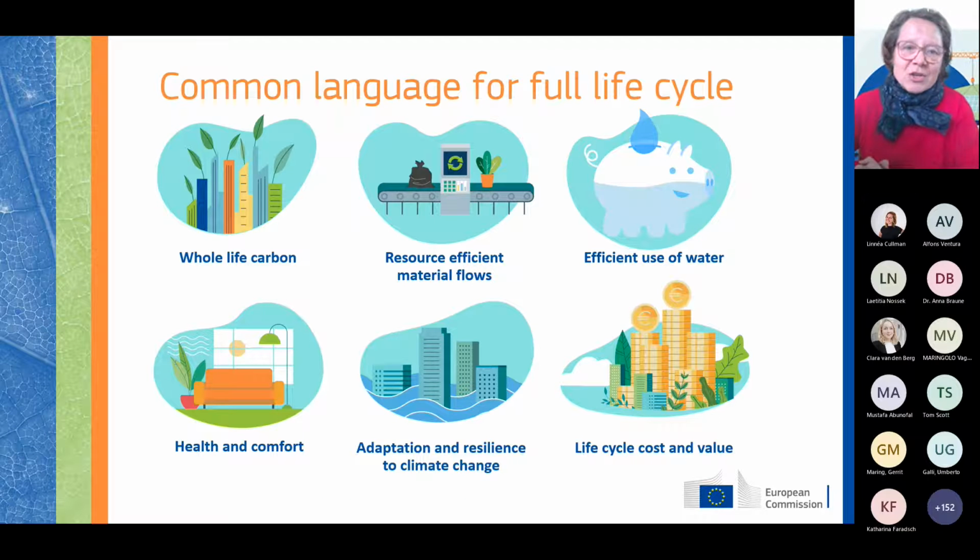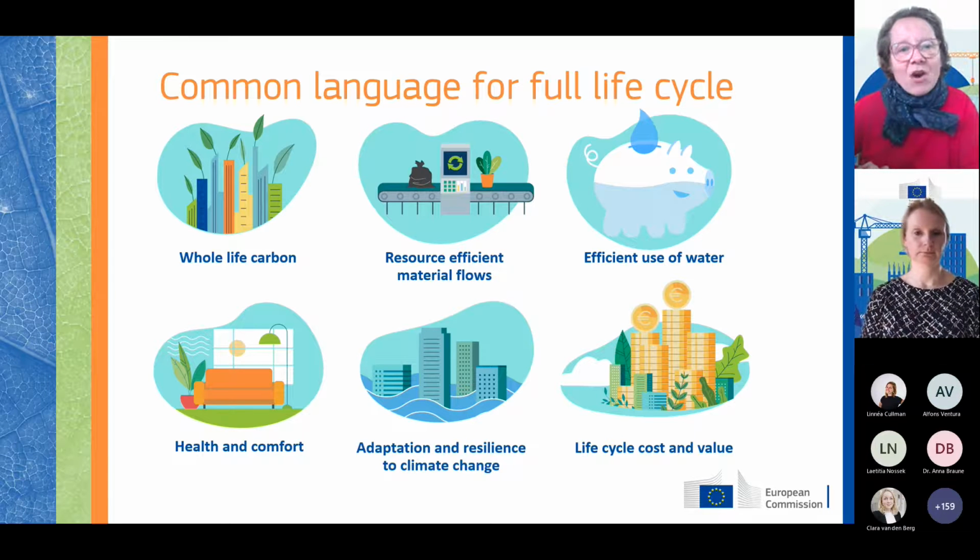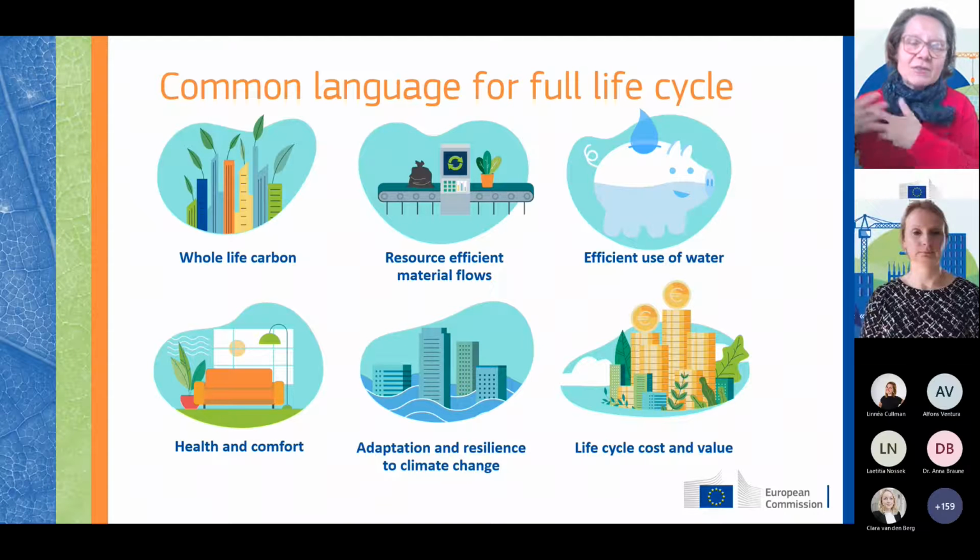So what does Levels actually cover? It covers 6 different areas. We call them 6 macro objectives, but they are really areas in which we have our indicators. So we have the whole life carbon. That means how much energy are you using and what carbon emissions does that result in throughout the full life cycle of the building.